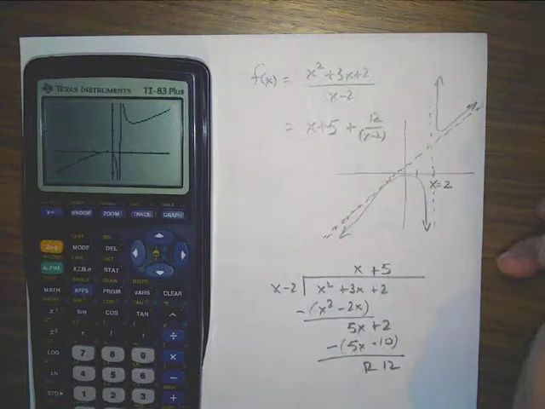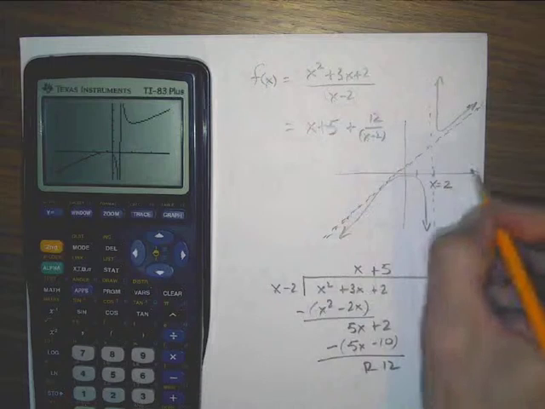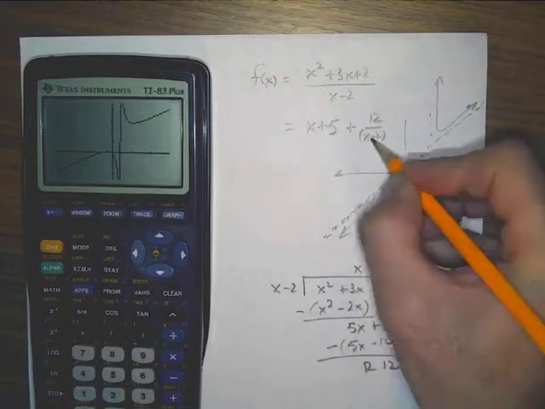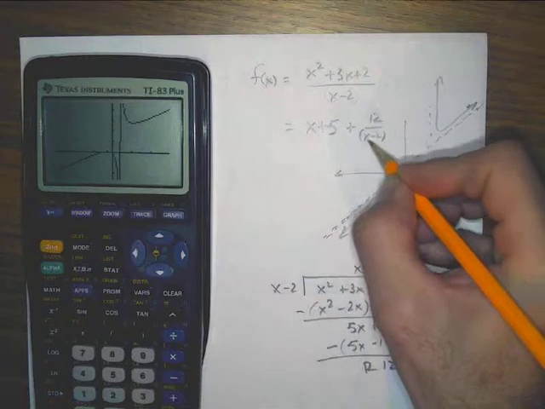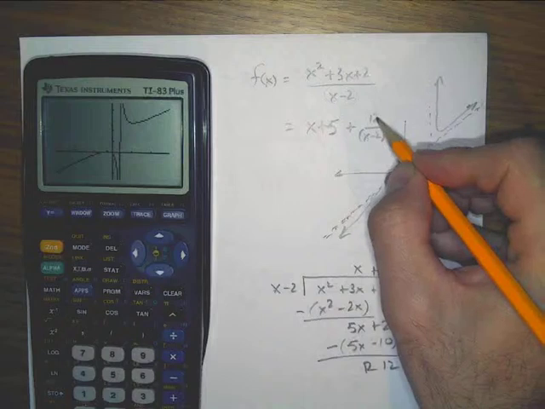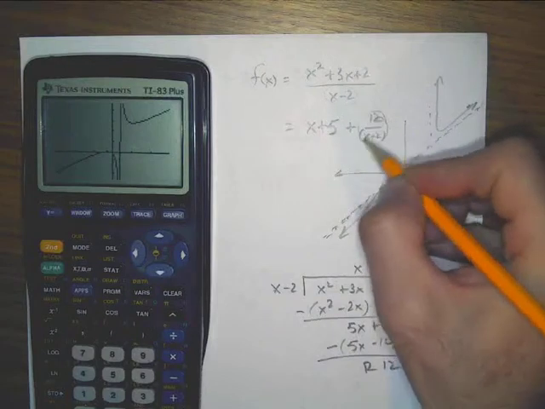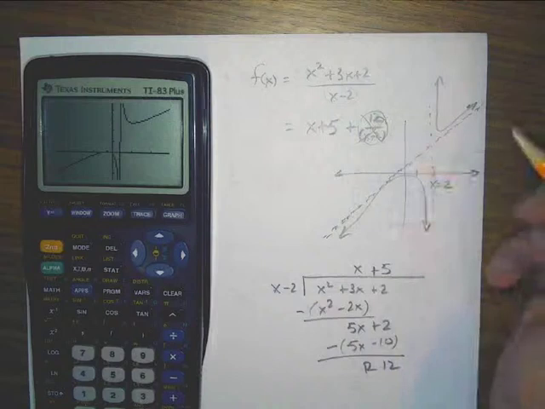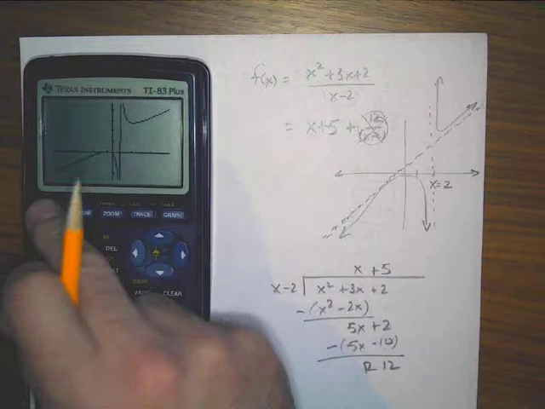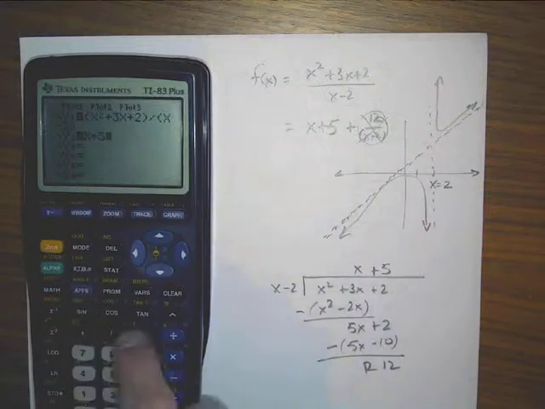Alright, so here's what I want you to notice. When the x value gets really big this way, or really small this way, the denominator of the fraction gets really big, and when you take a number divided by a really big number, this gets smaller and smaller and eventually goes to 0. And what we're left with is this x plus 5. And I think that's what the asymptote is going to look like.